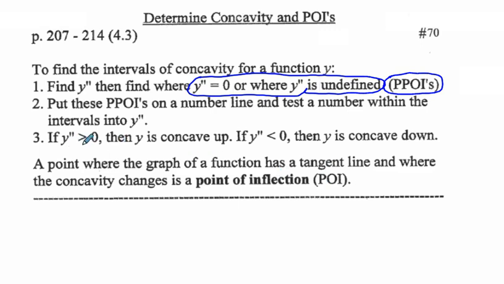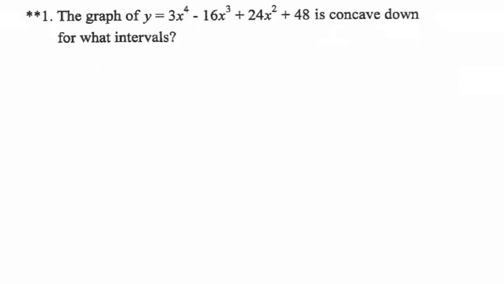And then concavity: if y double prime is greater than 0, that interval of the function is concave up. If y double prime is less than 0, that interval of the function is concave down. And graphically, concave up looks like this, and concave down looks like this. So let's go ahead and work these four problems. And as always, I invite the viewer to pause the video, work as far as you can, and then play ahead to see if you got it right.